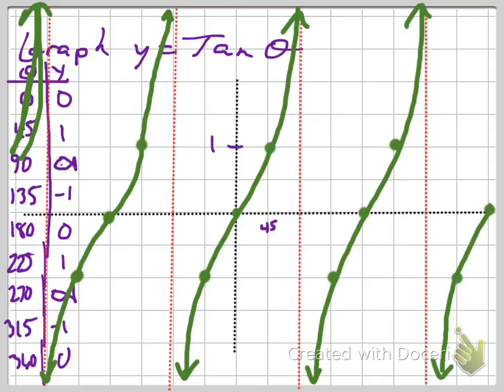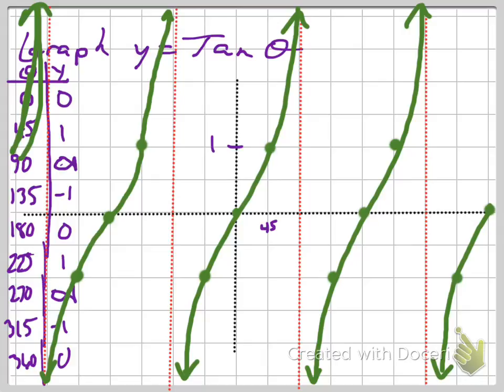Well, when I look at that, I say, well, the period is 4 squares, because it takes 4 squares to make one section of the graph. Well, how many degrees is 4 squares? 180 degrees. Because each square is 45. So 45, 90, and then 2 more make 180.